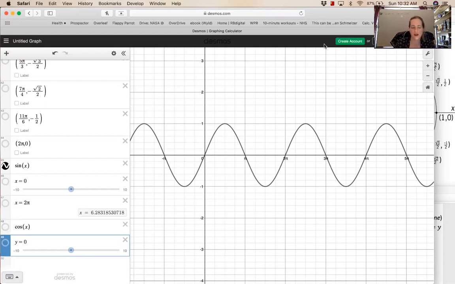So our sine function has origin symmetry. When a function has origin symmetry, we say that it is odd. So our sine function is an odd function. Our cosine function is an even function. We're going to use that terminology as we move on.